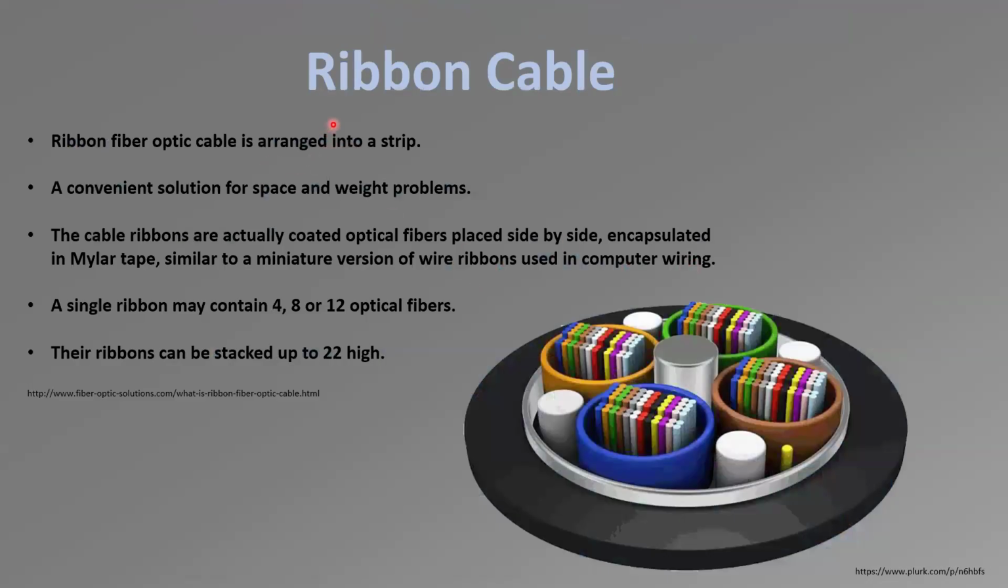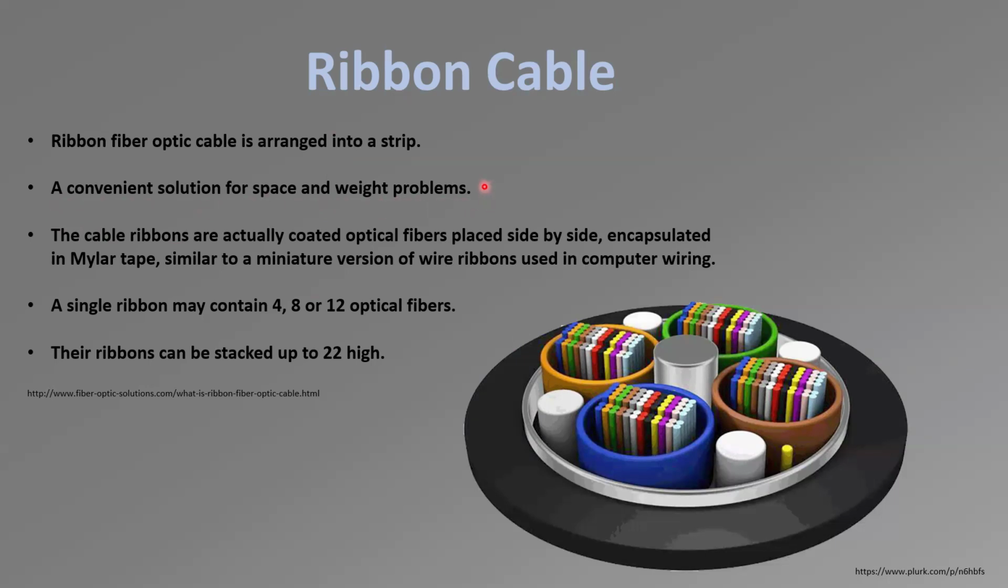All right, now we are jumping into something called a ribbon cable. You can see it is almost the same as loose tube, except the fiber optic strands are arranged in a little bit more organized way. What did I say a couple of years ago here? A ribbon fiber optic cable is arranged into strips. It's a convenient solution for space and weight problems.